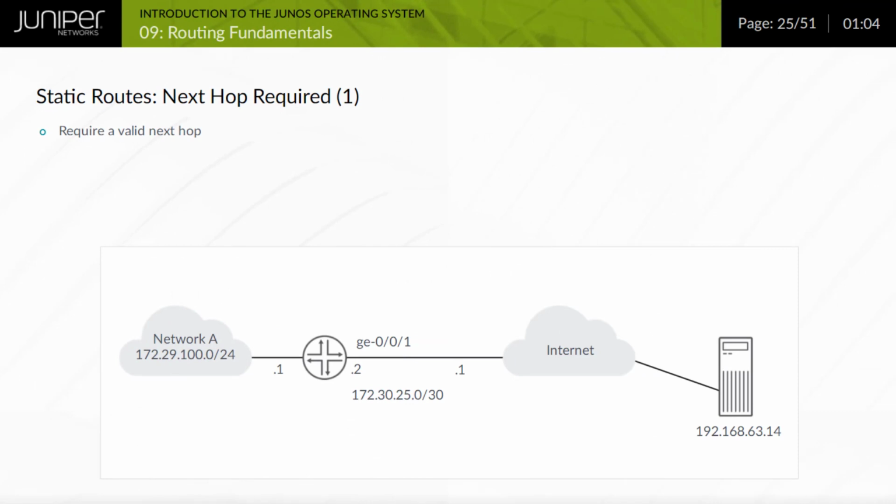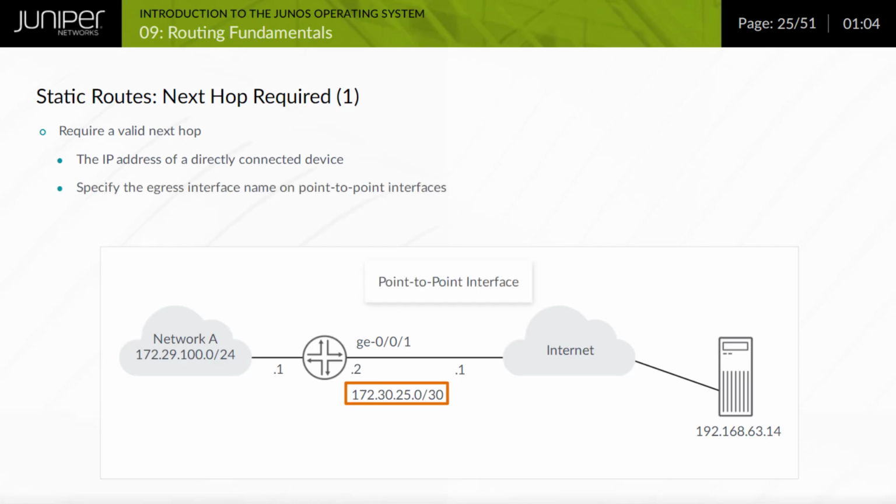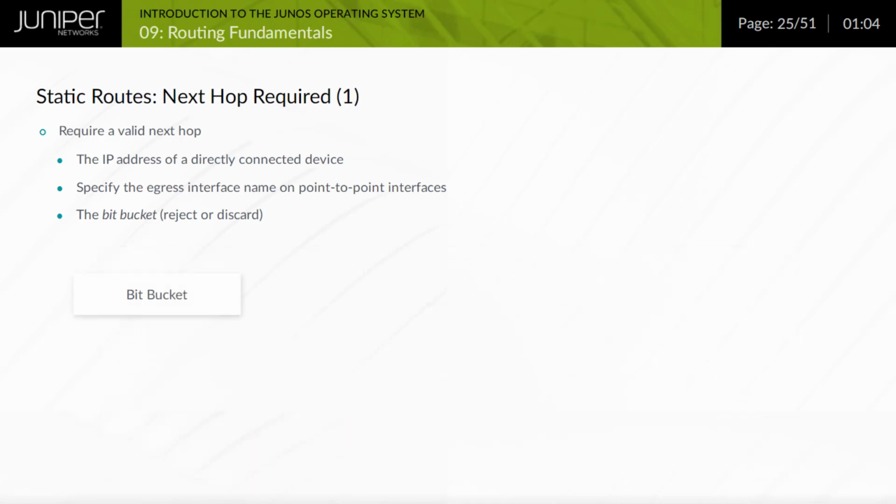Static routes must have a valid next hop defined. Often, that next hop value is the IP address of the neighboring router headed toward the ultimate destination. On point-to-point interfaces, you can specify the egress interface name rather than the IP address of the remote device. Another possibility is that the next hop value is the bit bucket. This phrase is analogous to dropping the packet off the network.